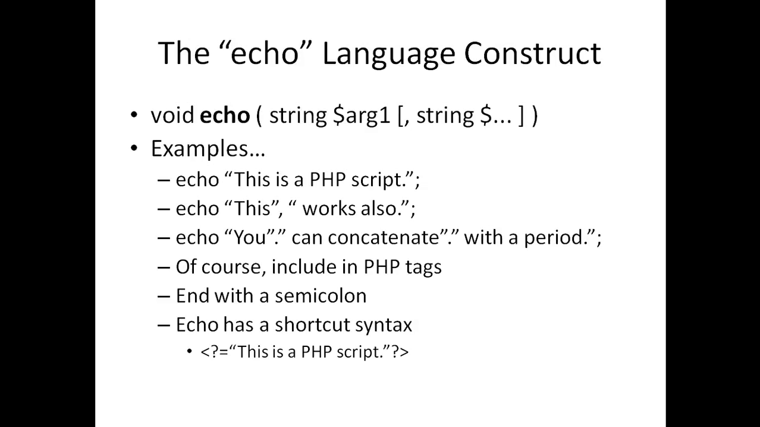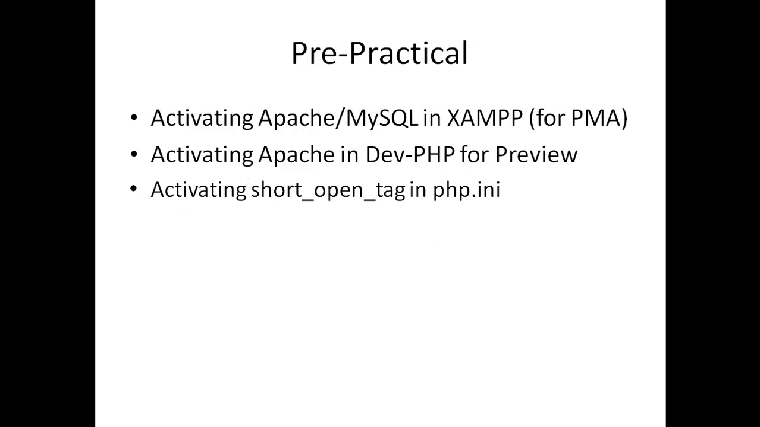Okay, moving on. So the pre-practical: there's activating short open tags, which I already did. Activating Apache and MySQL in XAMPP for PMA, we're going to do that. Activating Apache and Dev PHP for preview, we already did that in the installation. And activating short open tag in php.ini, which we already did. So the only other thing we have left to do is to activate Apache and MySQL in XAMPP for PMA.